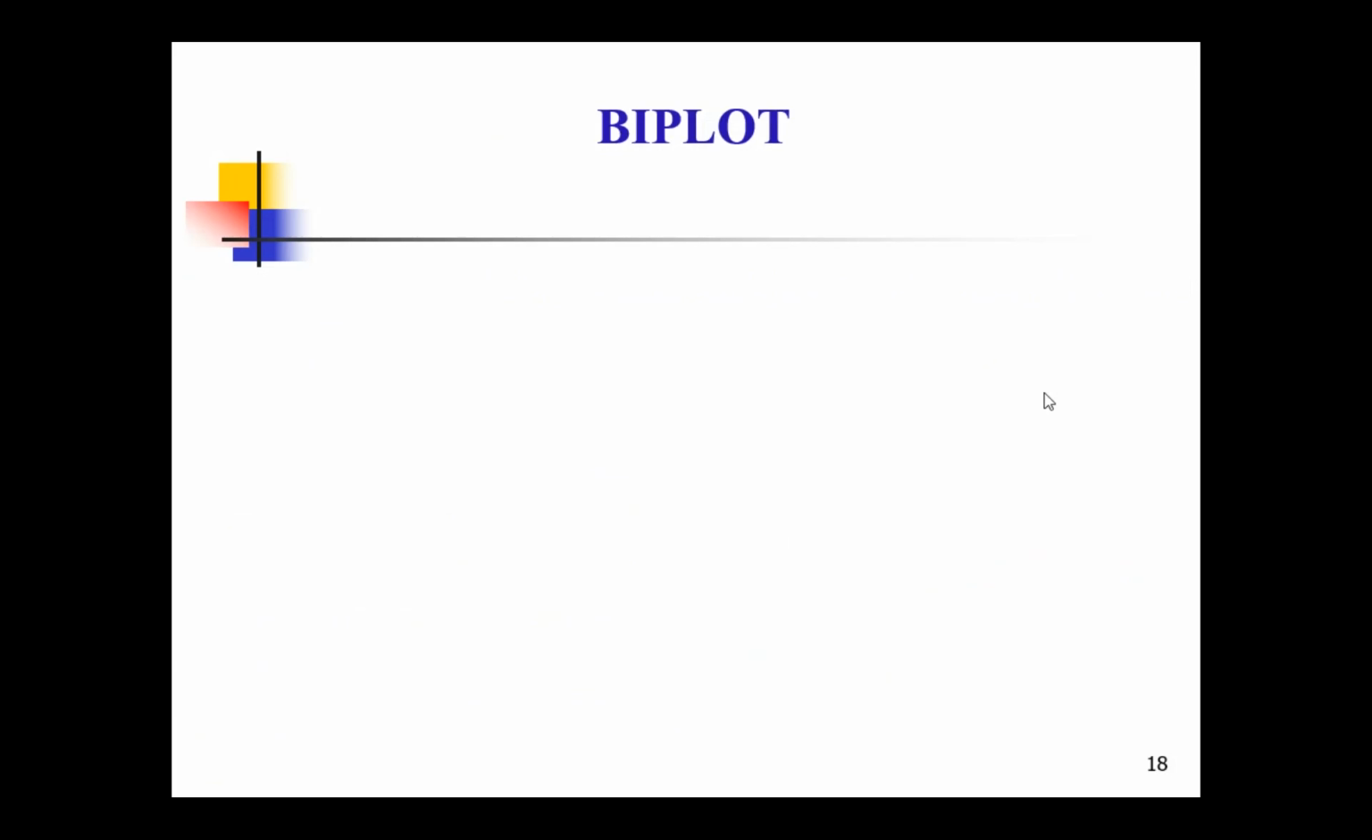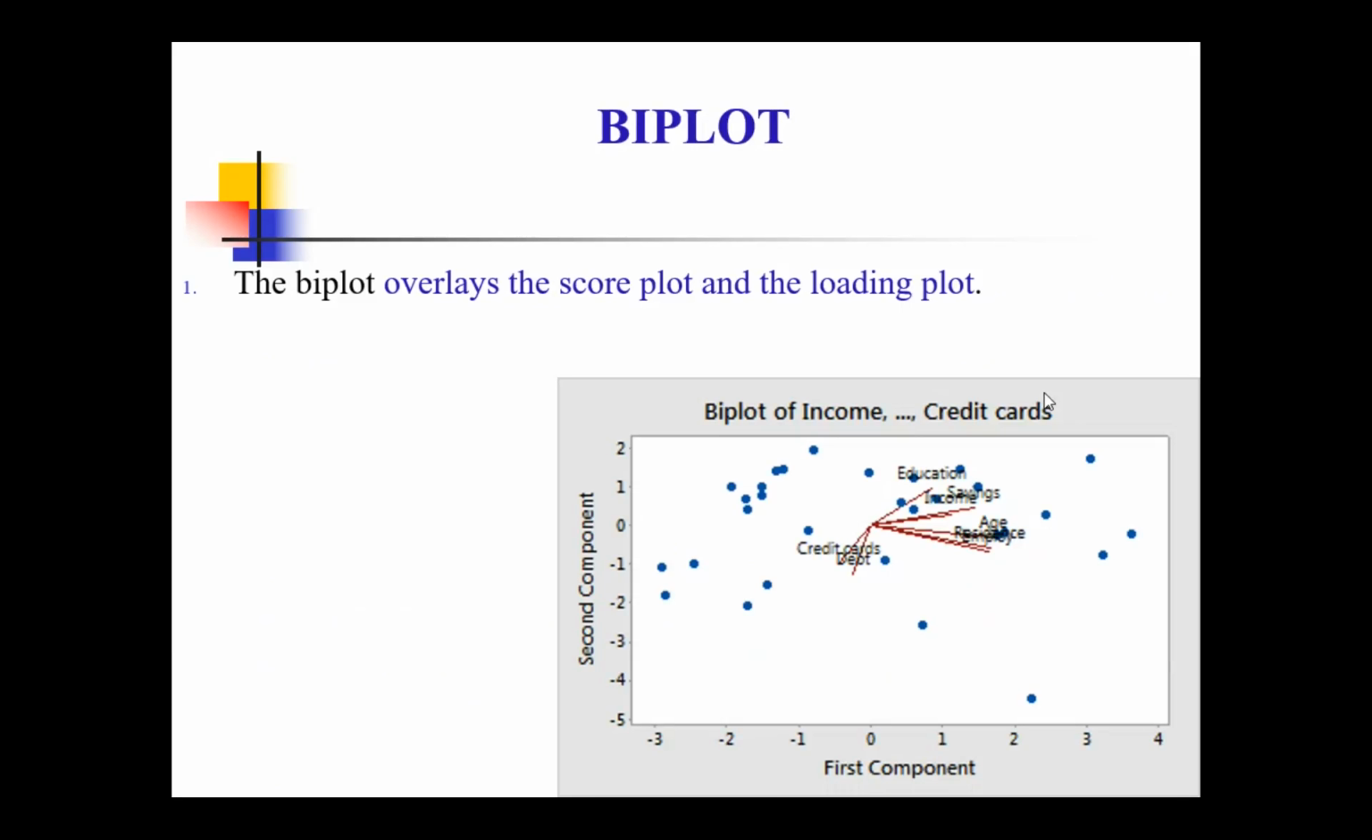Then comes the biplot. The biplot is nothing but combining the score plot and loading plot in one plot. So here you can see, the loading plot is drawn between -1 to +1, and then this score plot is used to determine the outliers and the clusters, like this. So these 2 things we are going to combine.